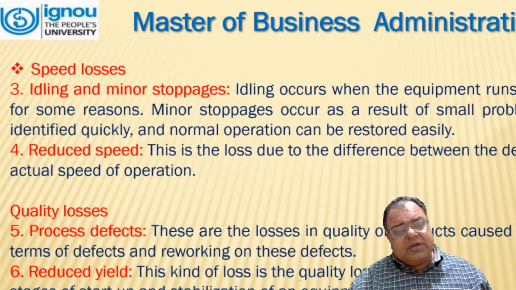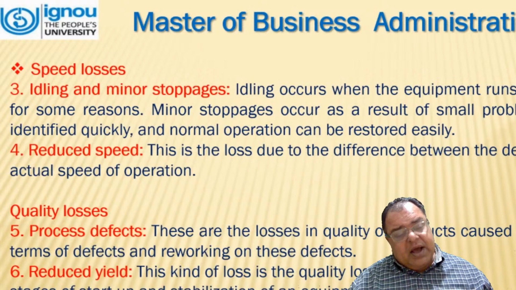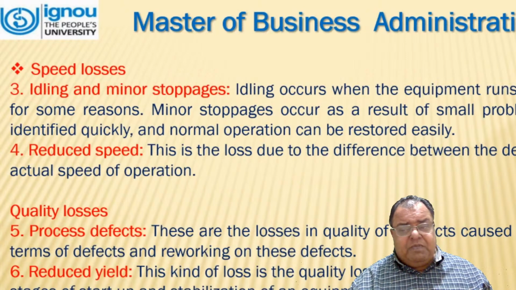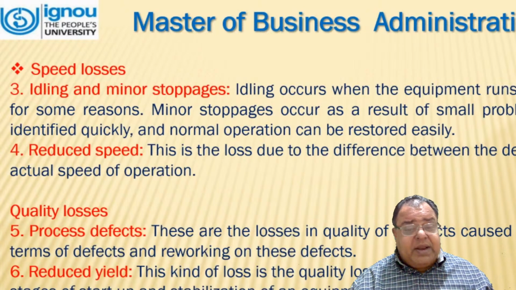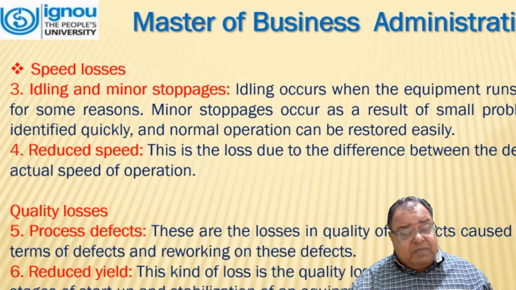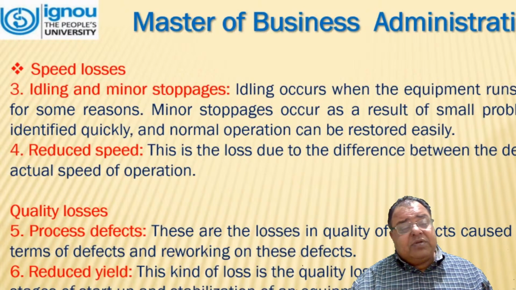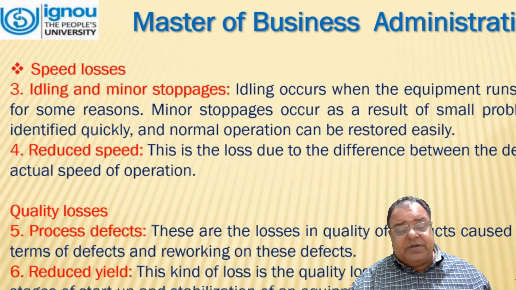Second one is speed losses, which includes another two parts, that is idling and minor stoppage. Idling occurs when the equipment runs without producing for some reasons. Minor stoppages occur as a result of small problems which can be identified quickly, and normal operations can be restored easily. Second one is reduced speed. This is the loss due to the difference between the design speed and the actual speed of operations.